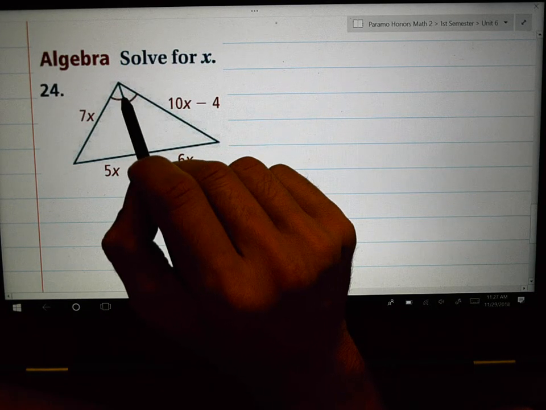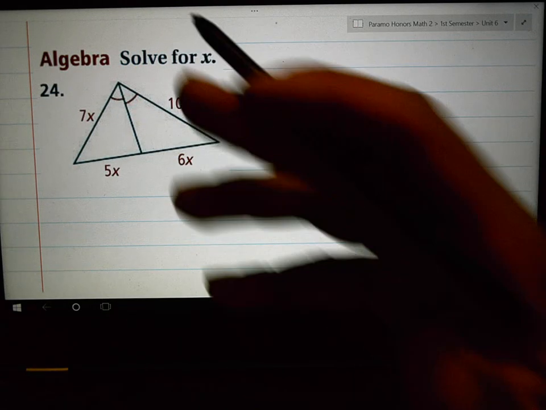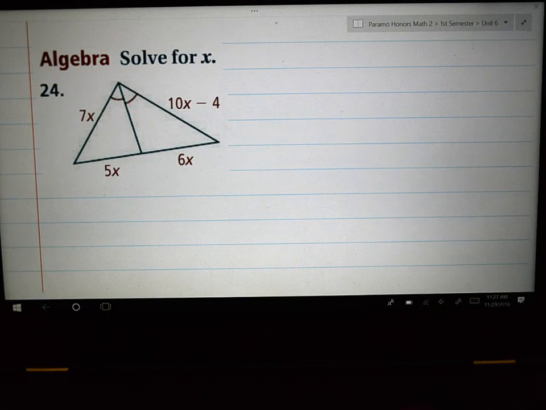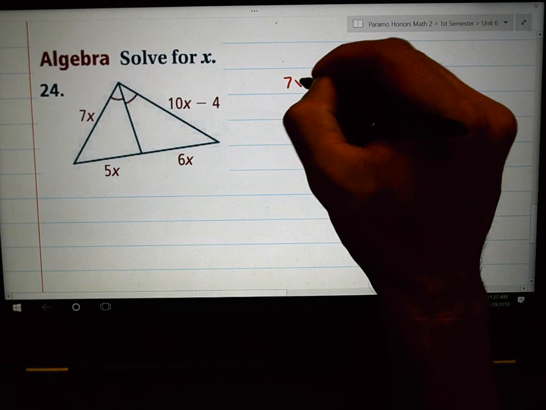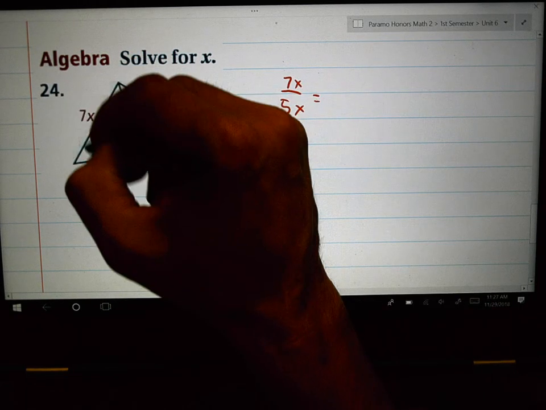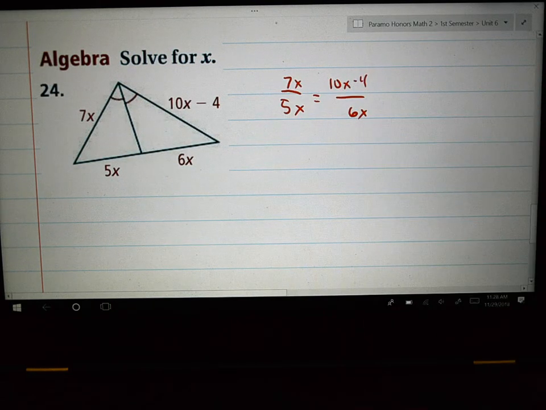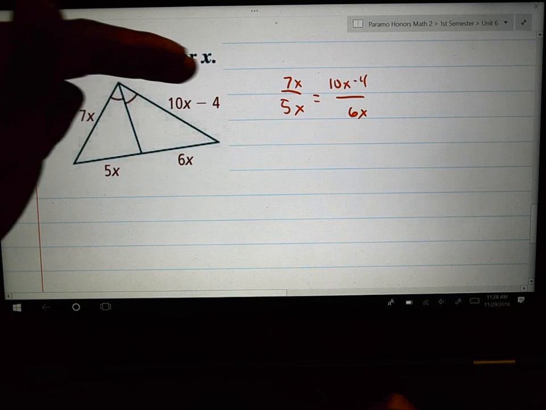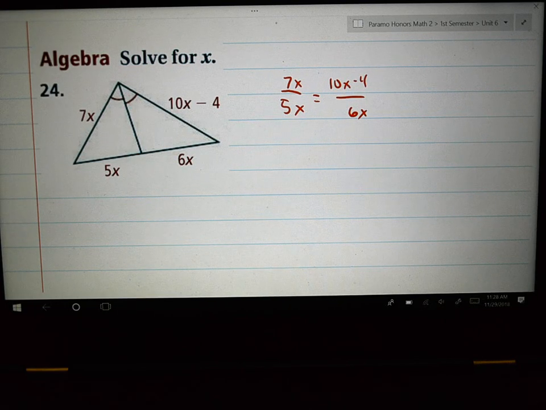These two angles are congruent. This must be an angle bisector. If this is an angle bisector, then these things are proportional. It's called the angle bisector theorem, triangle angle bisector theorem. So I'm going to set up a proportion. 7x is going to be over 5x, just the way it looks. Left side over bottom equals right side over bottom. You could have easily just done 7x over 10x minus 4 and 5x over 6x. It doesn't matter how you set it up as long as you're going in the same direction.